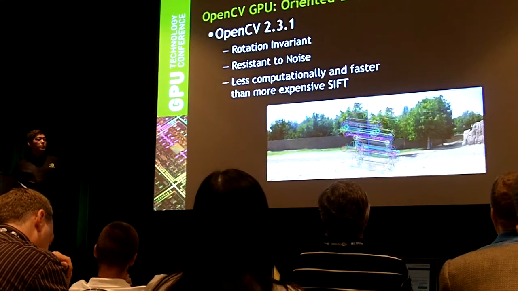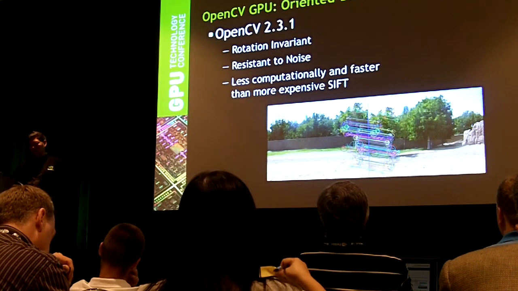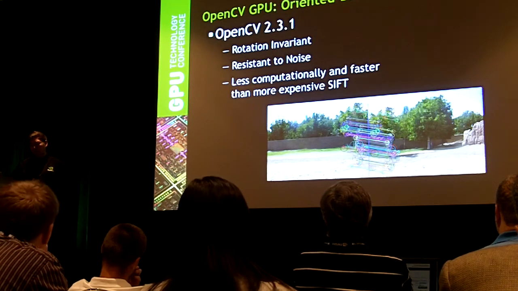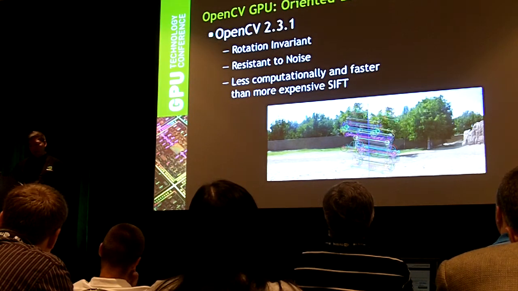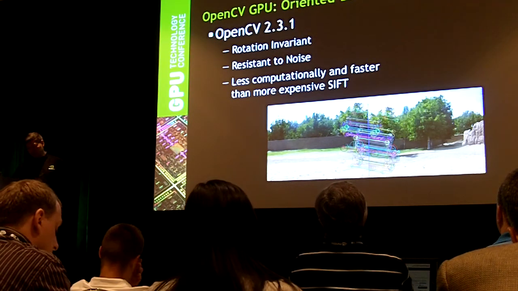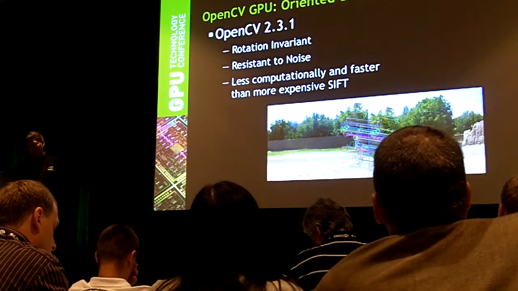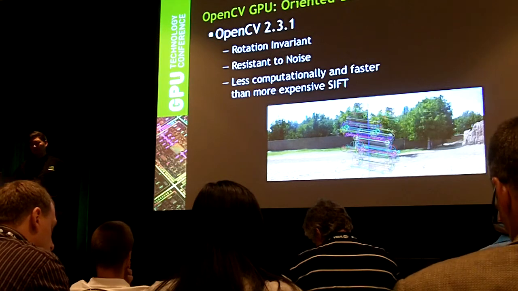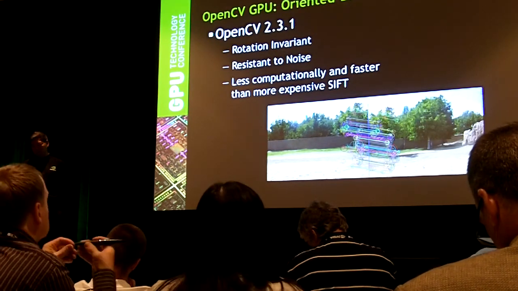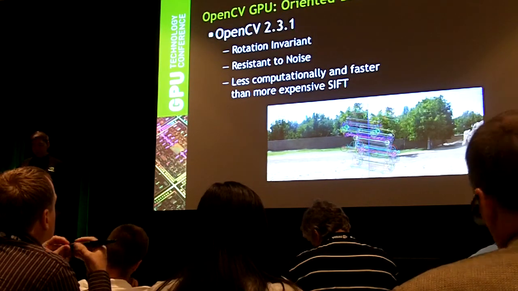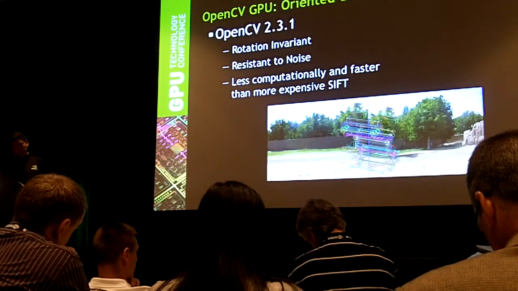Basically, ORB is another kind of feature detector, but one thing it offers is that it is patent-free, and it has some other performance benefits. It's based on a binary descriptor called BRIEF. This particular feature is rotation invariant and resistant to noise. And you can use this for basically object detection or 3D reconstruction.